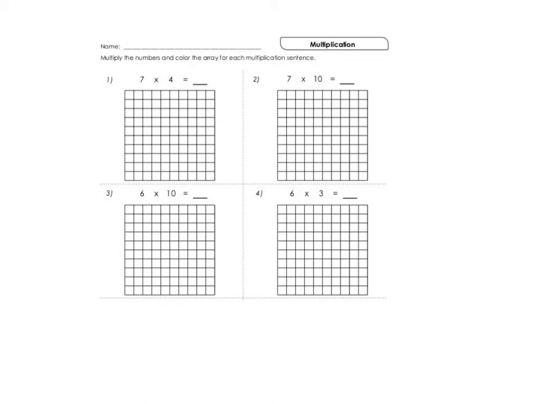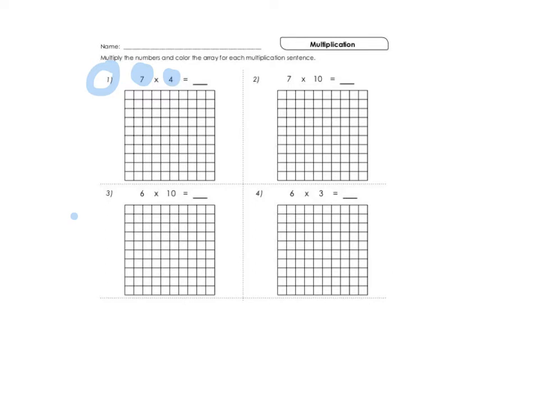Feel free on your iPad when you do this to use just like the highlighting tool. You don't have to worry too much. So let's look at this first one. We have 7 times 4. So what I can tell is that I'm going to need to have 7 groups of 4. Or I could think of it as 4 groups of 7. So I'm going to show you both ways that I could draw this.